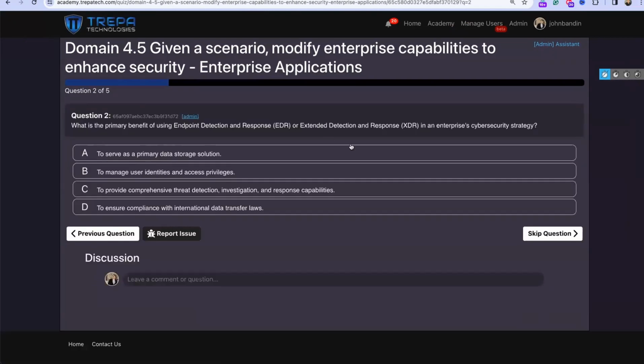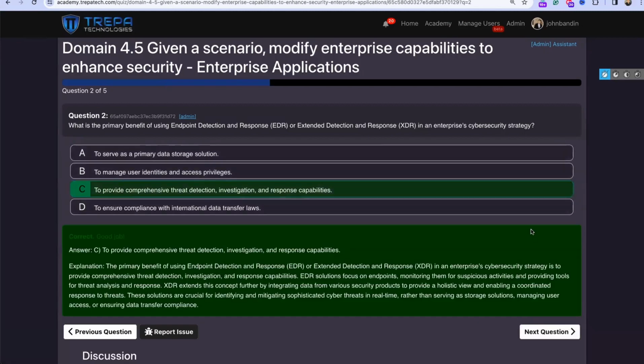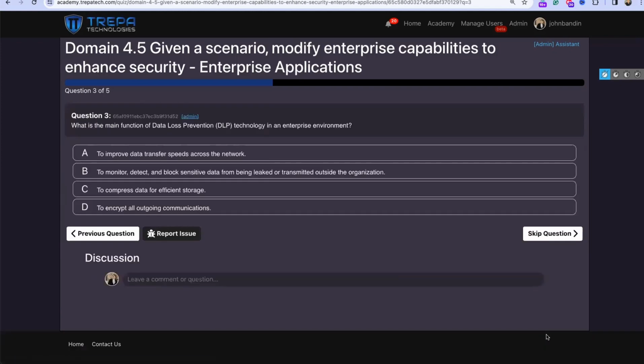Question 2, what is the primary benefit of using endpoint detection and response or extended detection and response in an enterprise cybersecurity strategy. So they both are going to, again, they kind of accomplish the same thing. They just kind of are architected differently. It's to provide comprehensive threat detection, investigation, and response capabilities. Some people in the cybersecurity field say that XDR is the future, and they're right, because it integrates a lot more information. It's kind of more capable, but they are there for the same purpose, the same goal, right? To provide threat detection, investigation, and response remediation capabilities.